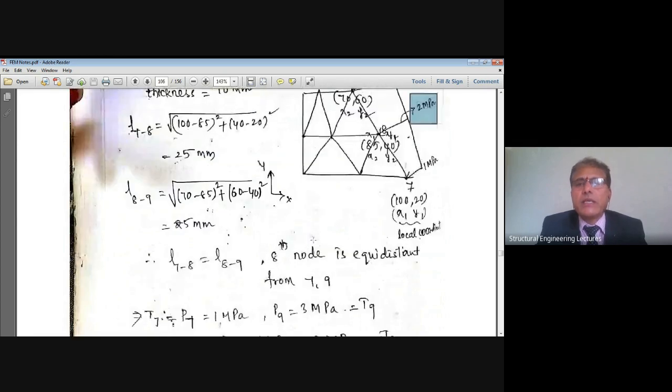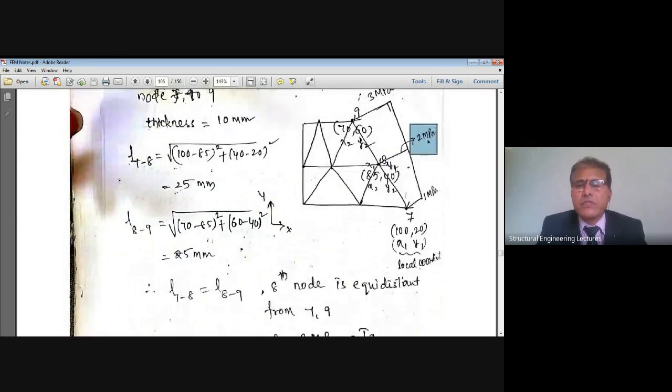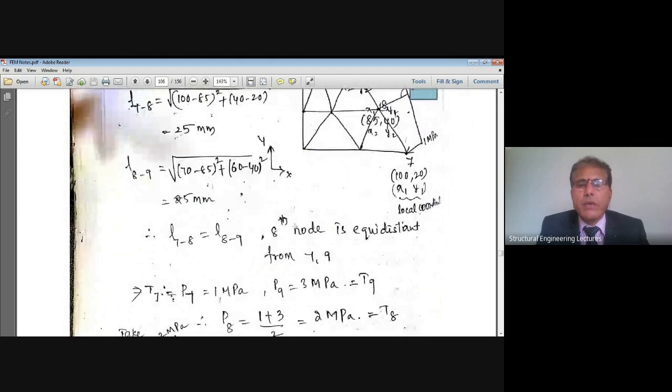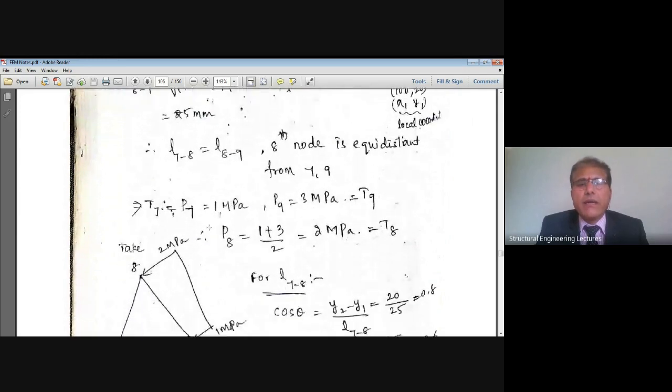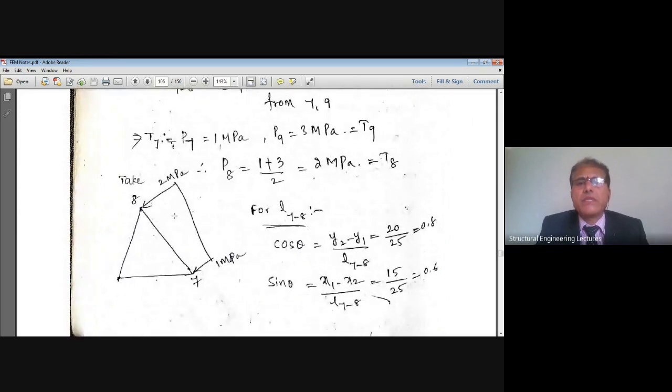After interpolation, I get the intensity of the traction force or the pressure force that is acting on the inside of the material. These are acting inside, meaning the negative side. If they are acting away from the material, they are positive. Generally they will be acting in the positive coordinate directions. Then the answer, that is how I got 2 MPa. Then I'll take the first element.